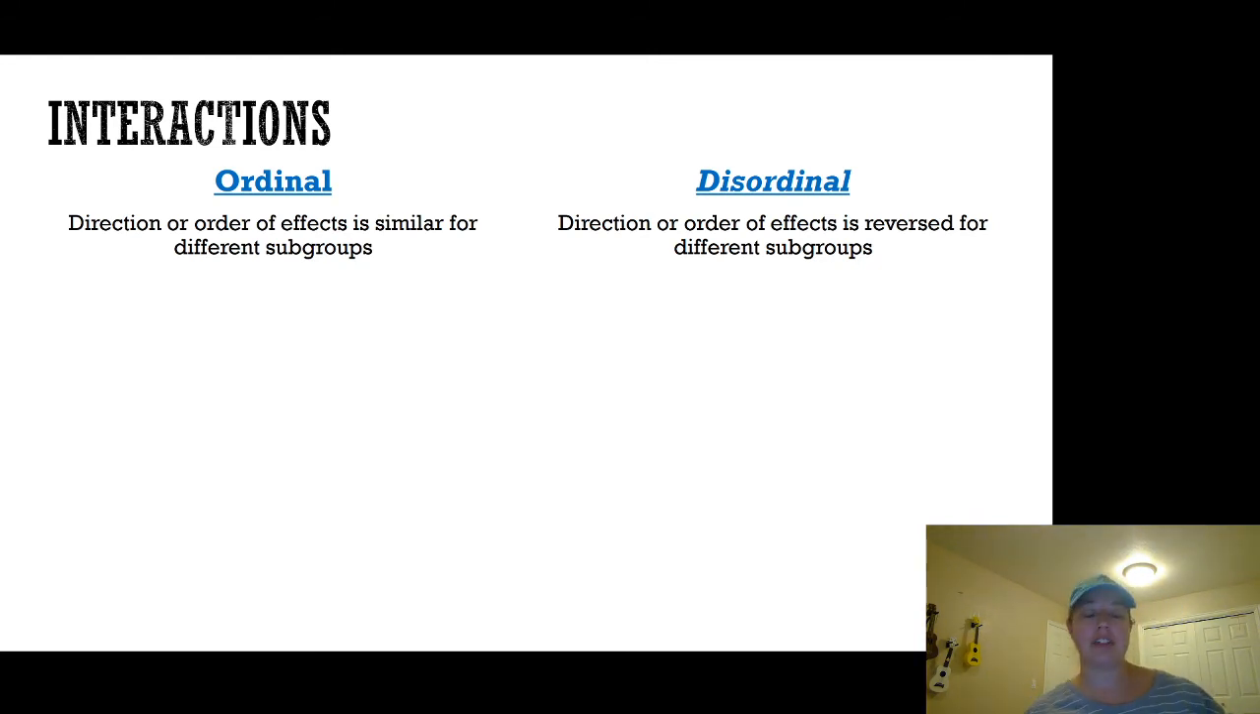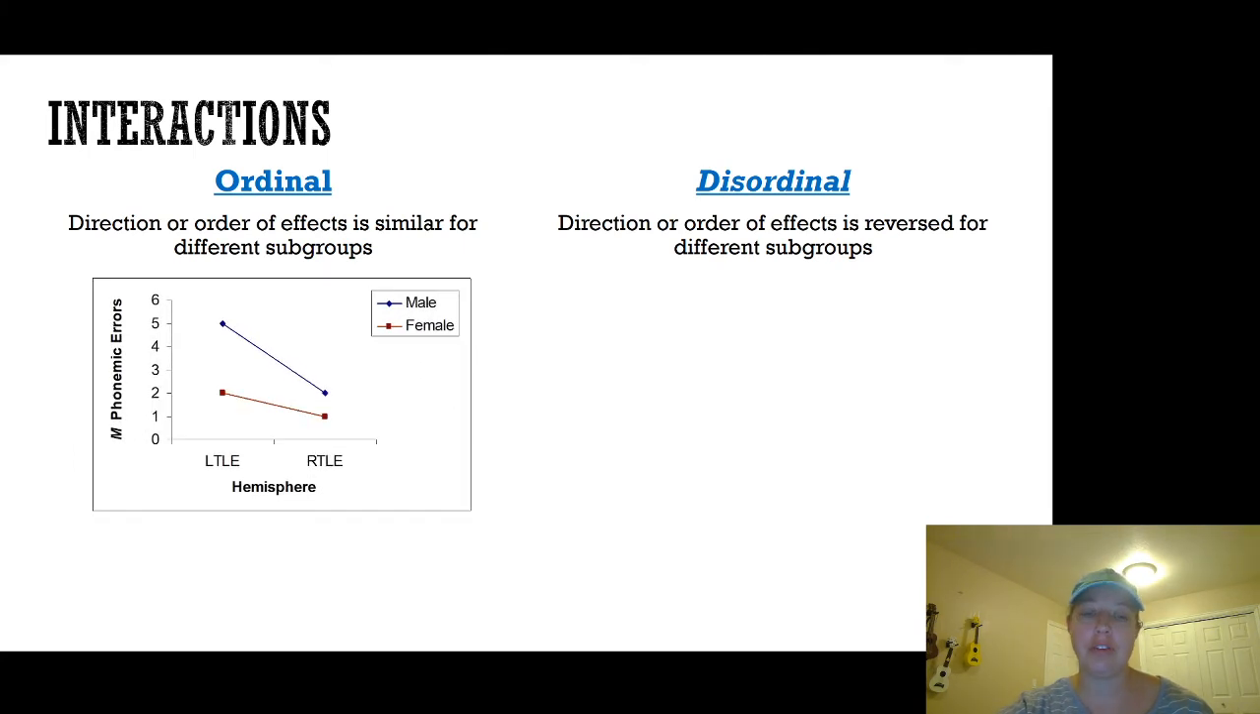When we plot our interactions, there are two main plots that can come out of it, assuming we do have an interaction. The first we call ordinal, the second we call disordinal. Ordinal means the direction of the effects is similar for the subgroups. Disordinal means it's reversed for some groups. So here I'll give you an example.